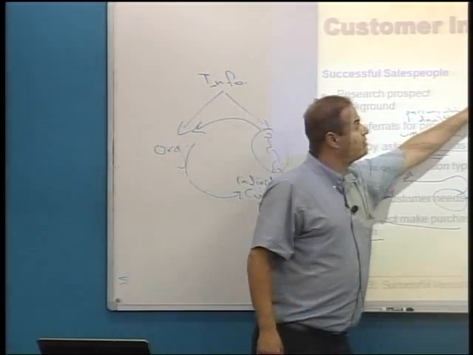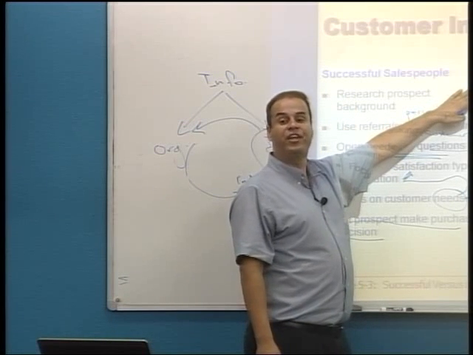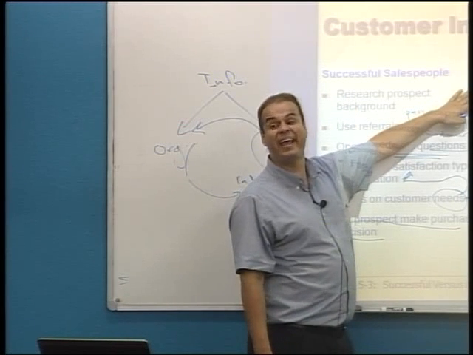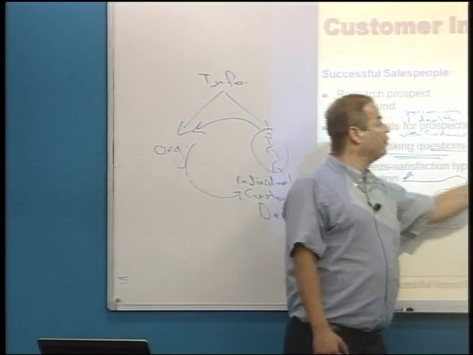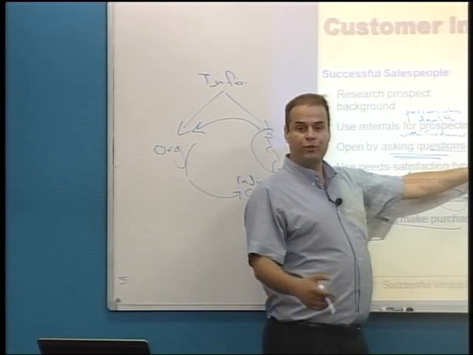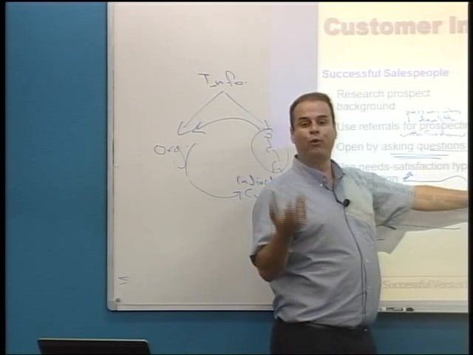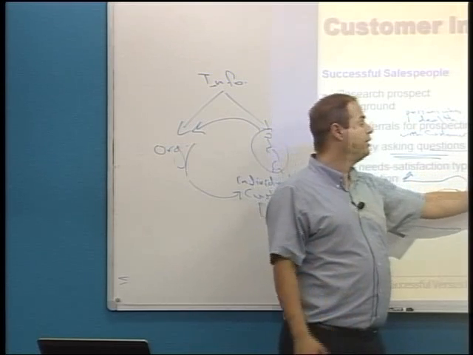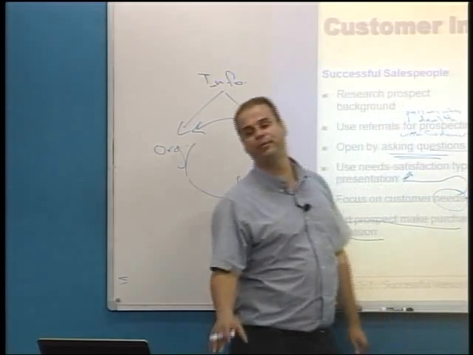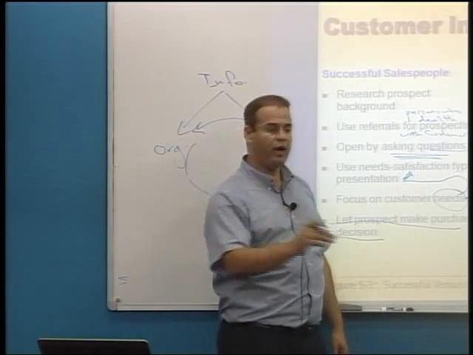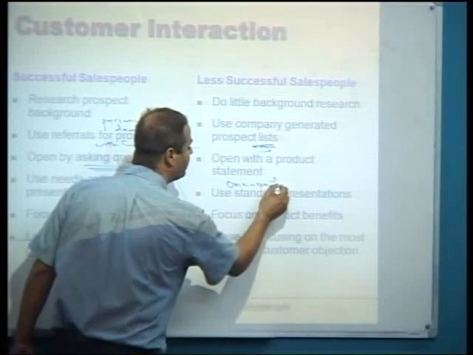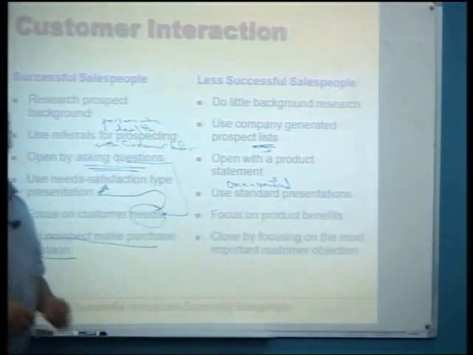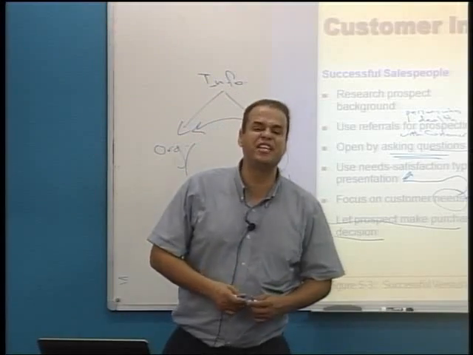While the less successful salespeople are intruders and they are nagging. In other words, they will open with a product statement so that they make a promotion. With this promotion, it is considered a standardized presentation. In other words, it is one unified presentation. They will use it with every single prospect.